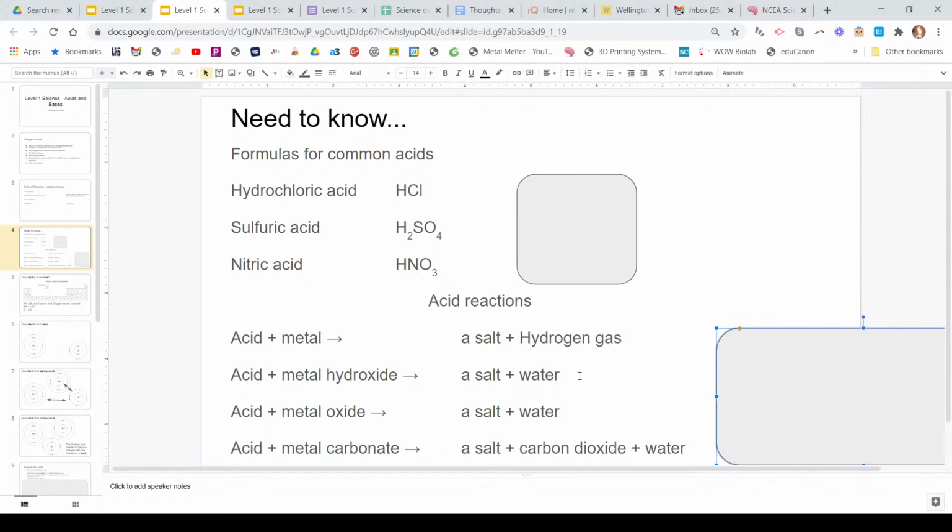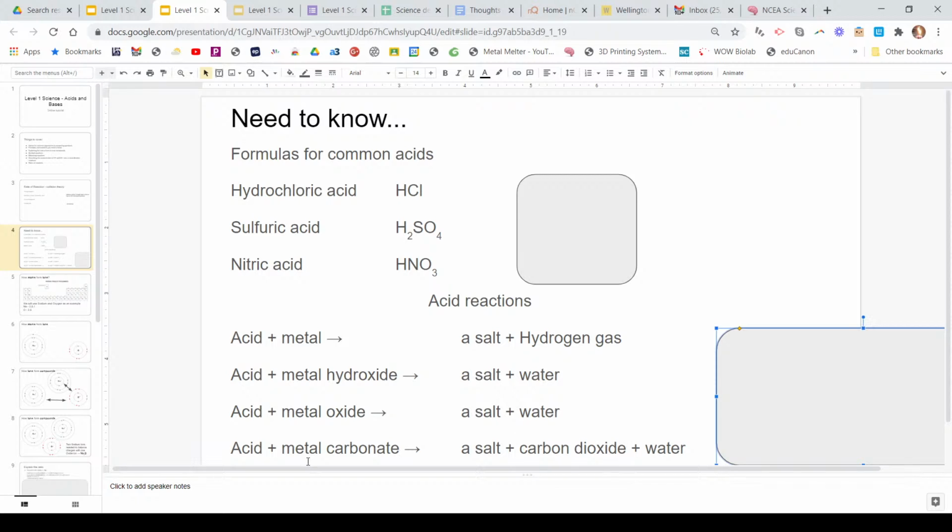So if we've got an acid plus a metal on its own, that's going to make a salt plus hydrogen gas. Acid plus metal hydroxide gives a salt plus water. Acid plus metal oxide also gives a salt plus water, and acid plus metal carbonate gives a salt and carbon dioxide and water.